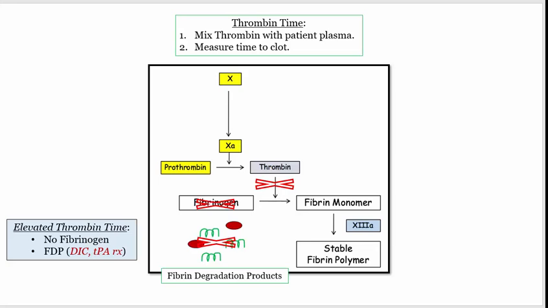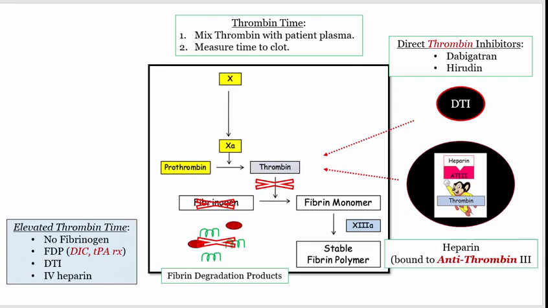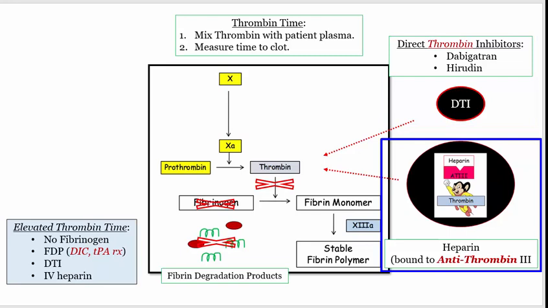So how can we elevate the thrombin time? This is pretty straightforward. We can eliminate fibrinogen to elevate the thrombin time. It also turns out that fibrin degradation products interfere with thrombin conversion of fibrinogen. This might be seen in DIC or following treatment with TPA. The other way to prolong the thrombin time is with thrombin inhibitors, and that makes sense. These include the direct thrombin inhibitors such as dabigatran or hirudin, or patients on therapeutic heparin, which will also elevate the thrombin time. Remember, heparin binds to antithrombin 3, with antithrombin being the operative phrase.